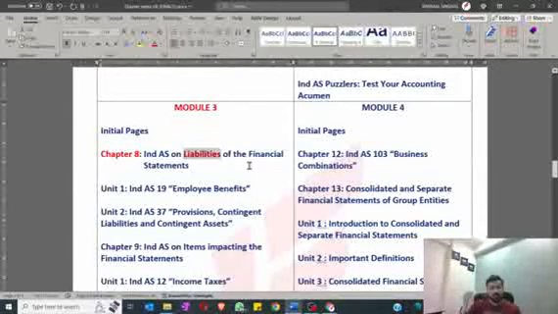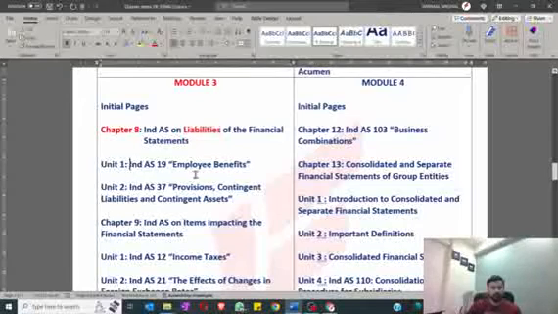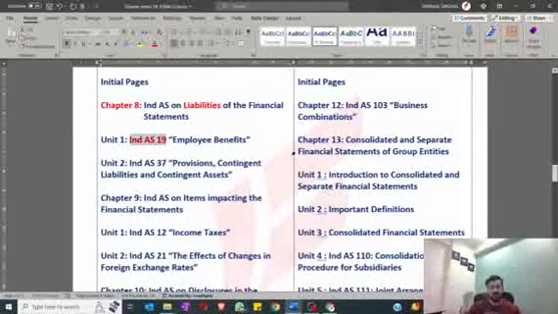The first Ind-AS covered here is Ind-AS 19. Ind-AS 19 talks about employee benefits. Here we'll be studying about salary, treatment of retirement benefits, termination benefits, etc. We'll be studying about provident funds, pension schemes, gratuity, basically divided into short-term or long-term benefits. Then comes Ind-AS 37.